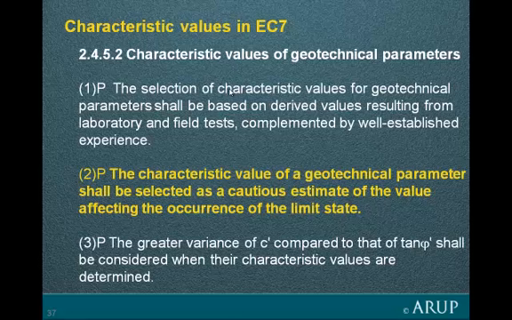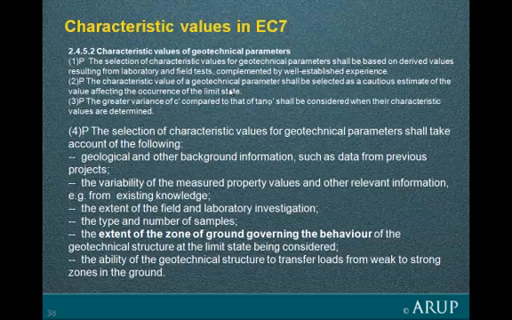It's a cautious estimate of the value affecting the occurrence of the limit state. So it's not a cautious estimate of what you expect to get in a laboratory test. You'll use laboratory tests to come to that cautious estimate, but it's a cautious estimate of what you really expect to be happening in the ground, governing the way the ground behaves. So important words in that definition. And then the rest of that clause goes on to expand on that a bit.